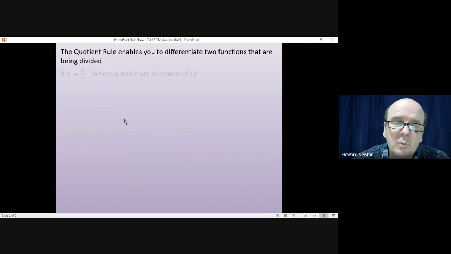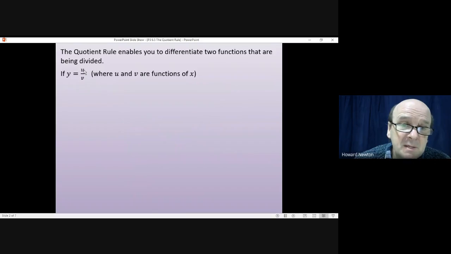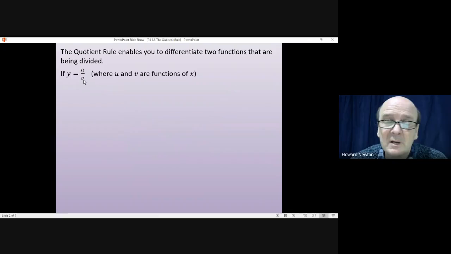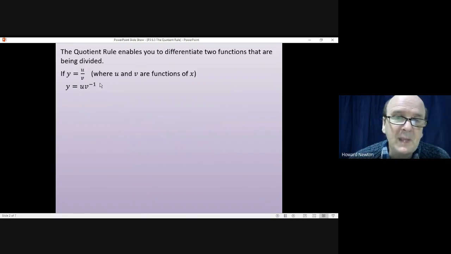So, for instance, if y was equal to u divided by v, where u is a function of x and v is also a function of x, the first thing we could do is rewrite that as a product. So that means the same thing as y equals u times by v to the power of minus 1. And we can differentiate this using the product rule in order to derive the quotient rule.